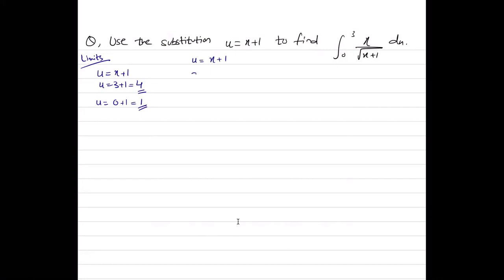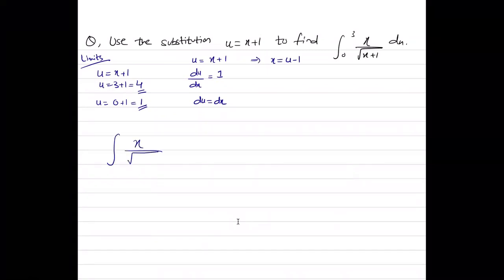If u is equal to x plus 1, du over dx is going to be 1. So du is equal to dx. And if I make x the subject from here, x is going to be equal to u minus 1. Now let's go over the integration of this expression. To replace x, I can simply write u minus 1. To replace square root of x plus 1, I can simply write square root of u. The limits are going to be from 1 to 4, and you are going to replace dx by du. That's it. Now you can simplify this.